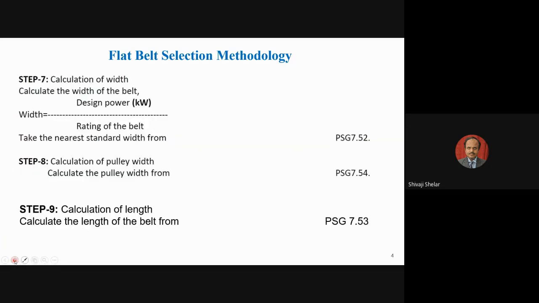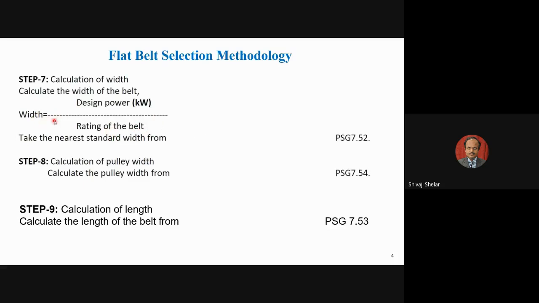Step number 7. In this step, we are calculating the width required and the number of plies required for the belt. How will we calculate the width here? The formula is the design power, which is calculated in step number 6, divided by the rating of the belt. This rating of the belt is available from the PSG data book. From that we can calculate the width.